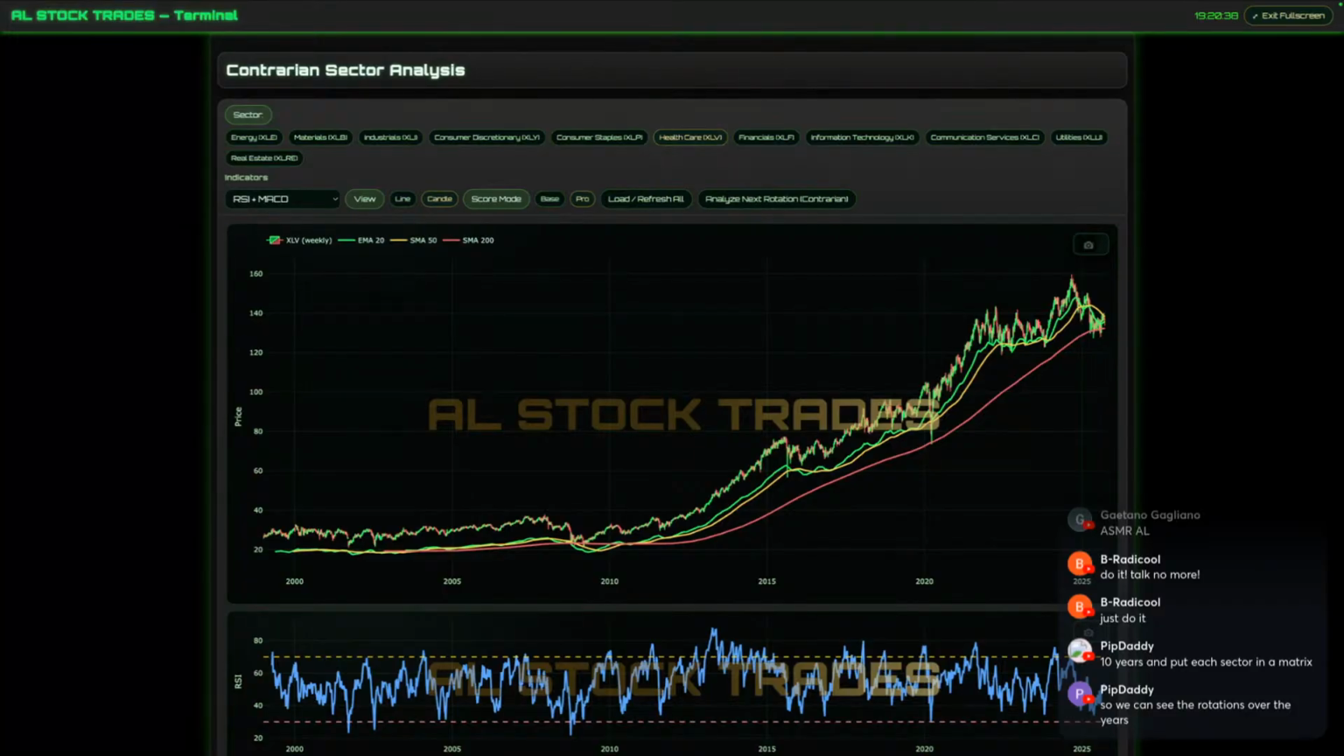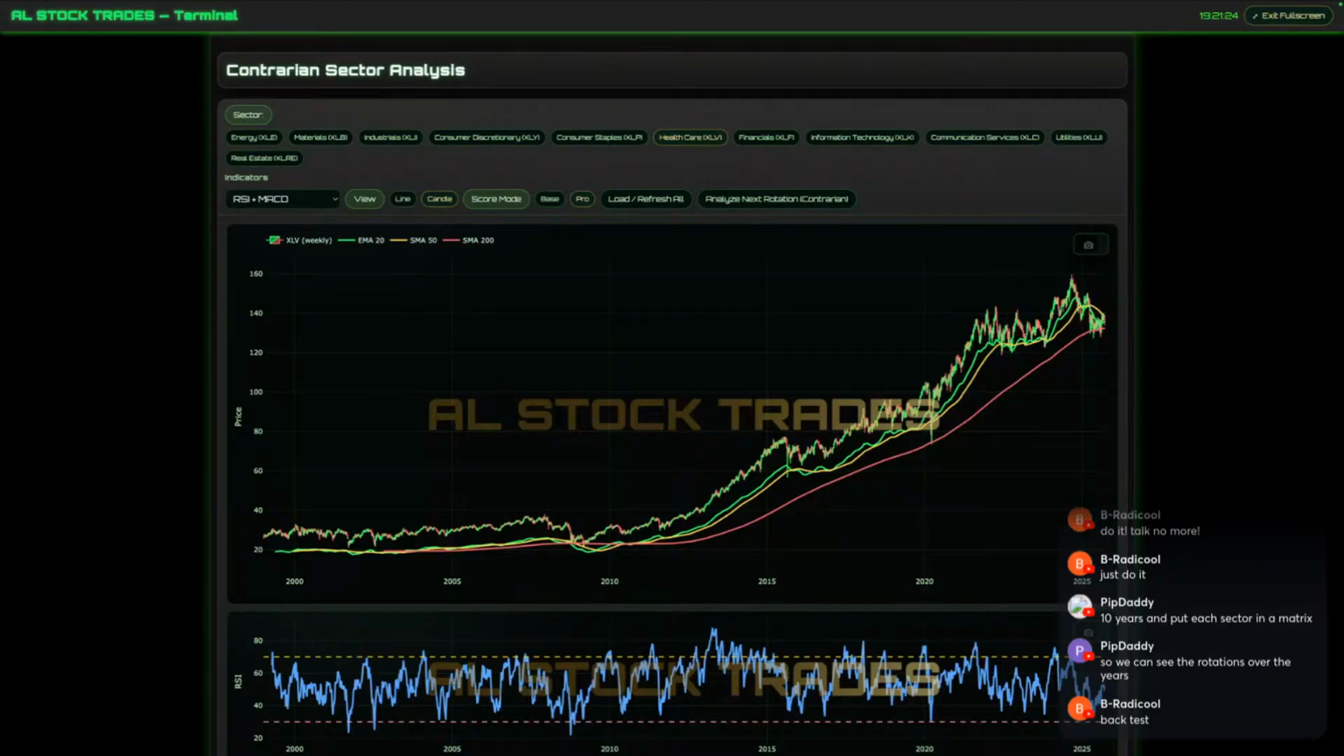Let me see this. I'm going to put this in the research edge because this is very important. Note to self during live, for the contrarian sector analysis: backtest for 10 years to see rotation and mathematical proof, pretty much. Yeah, excellent.